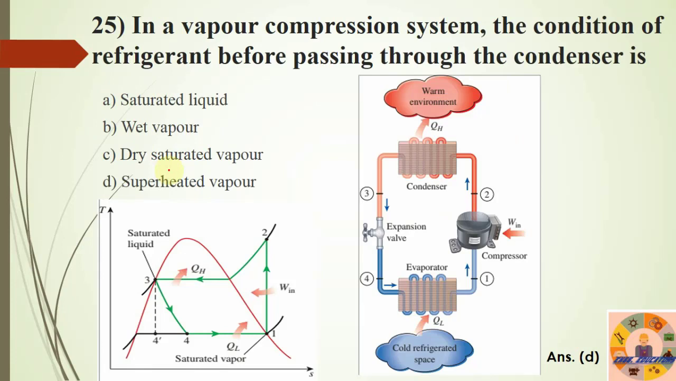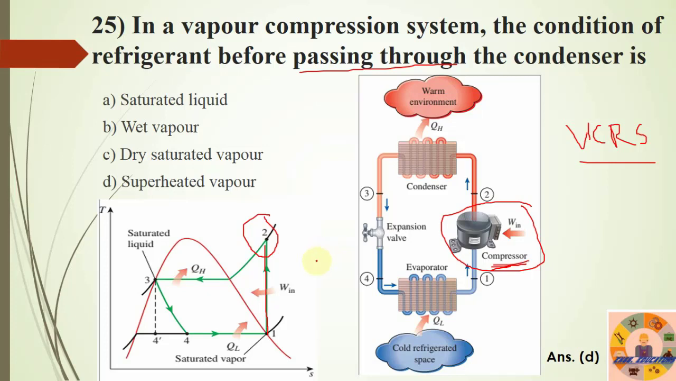The next question is, in a vapor compression system, the condition of refrigerant before passing through the condenser is. So we know the VCRS cycle has 4 components: compressor, condenser, expansion valve, and evaporator. As it says before passing through the condenser, that is from the exit of the compressor, and from the TS diagram of the VCRS cycle we can say that this 1 to 2 process is the isentropic compression process, and at the end of the compression the state is in the superheated region, so it will be superheated vapor. So the right option of the question is option D.